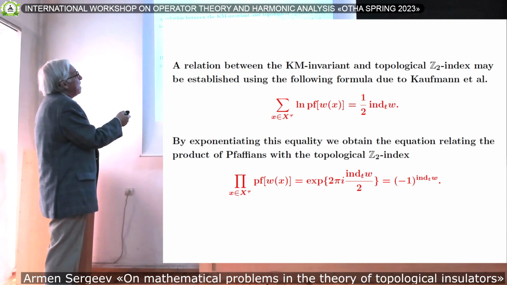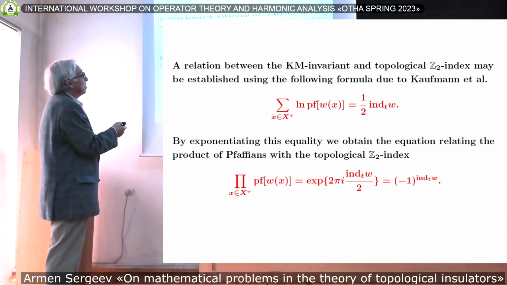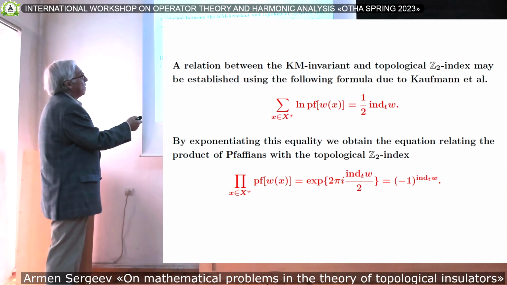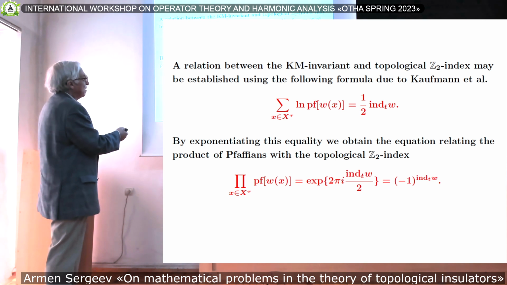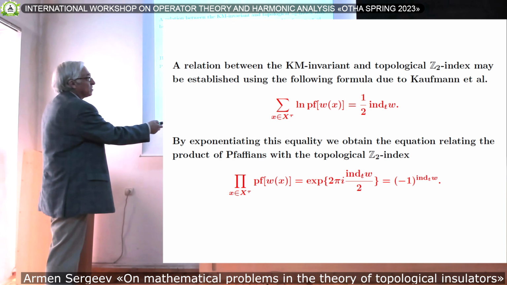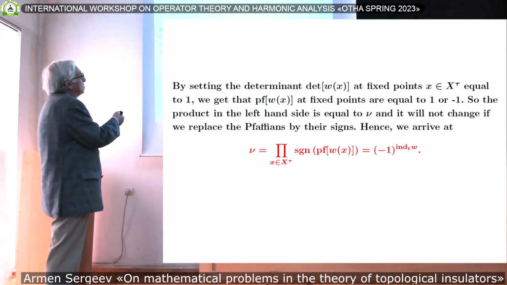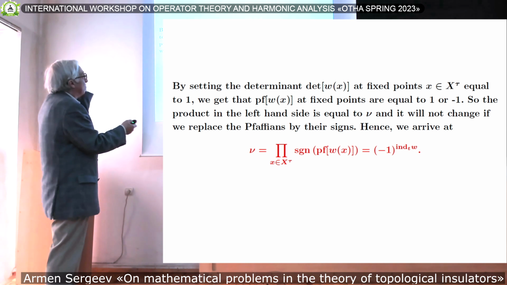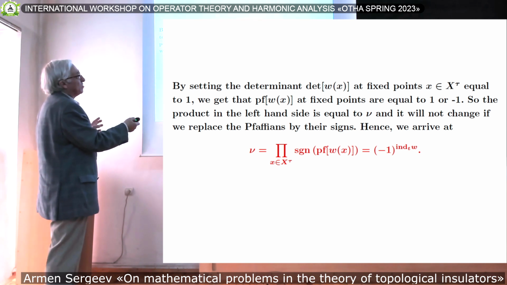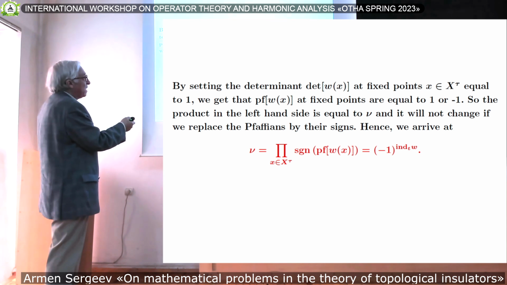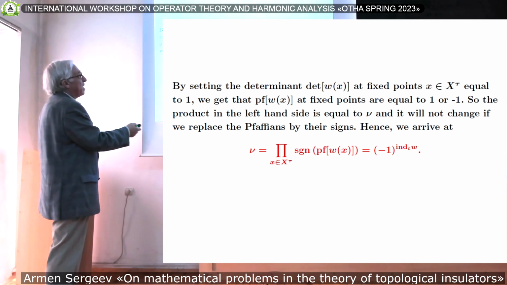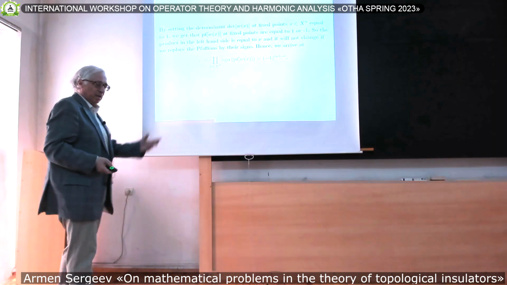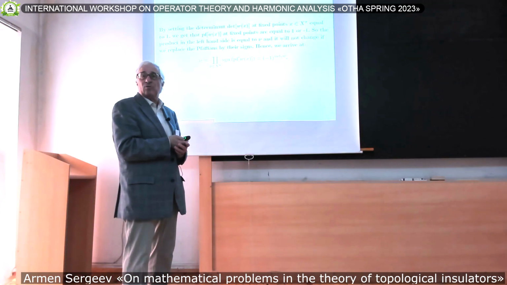A relation between the Kane-Mele invariant and the topological Z2 index, which I just introduced, is the following. This is the formula. If we exponentiate this equality, we obtain the equation relating the product of Pfaffians with the topological Z2 index. So this is the product of Pfaffians, and here is the topological index. If we set the determinant of Wx at fixed points equal to 1, then we get that the Pfaffian at fixed points is just plus or minus 1. So the product on the left-hand side is equal to nu, and it will not change if we replace the Pfaffians by their signs. So we write this formula, which relates the Kane-Mele invariant with the topological index.